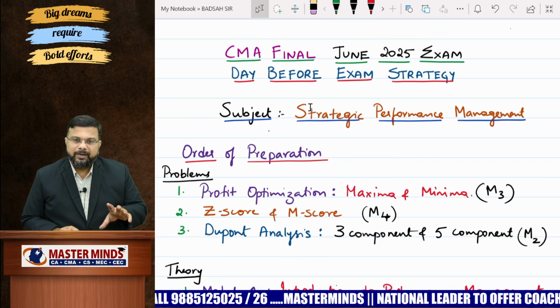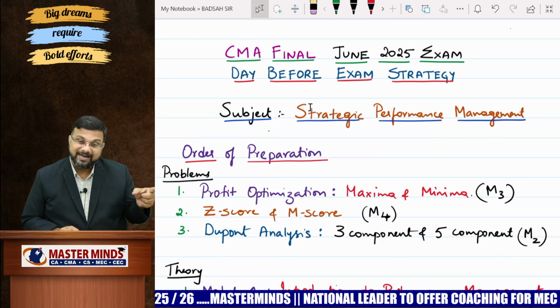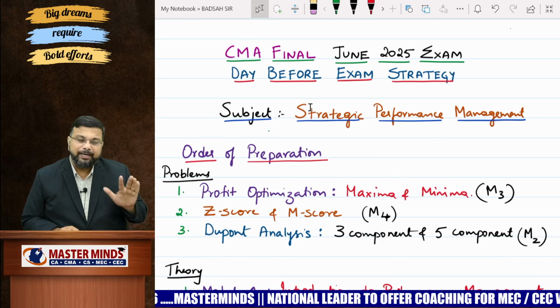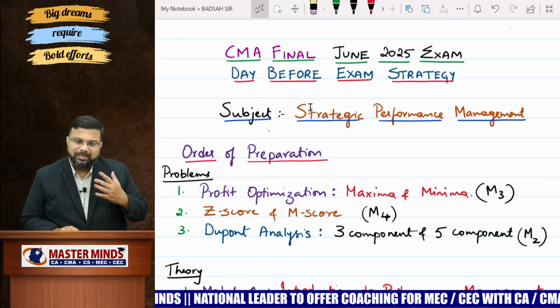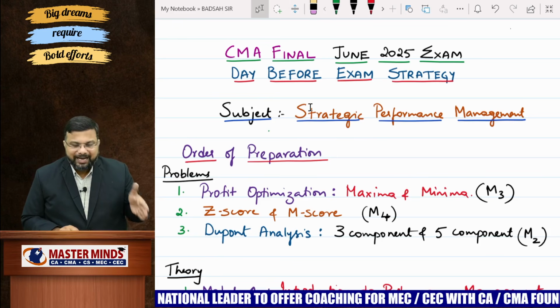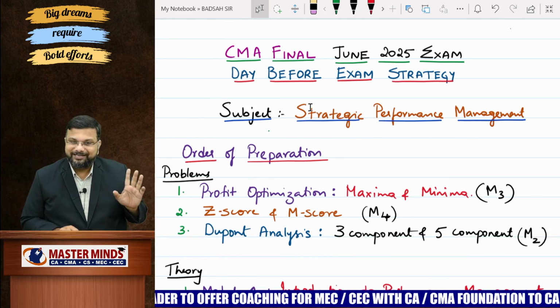First one is profit optimization, nothing but we're talking about maxima and minima, which is there in module 3 of the ICMA material. We have ample number of problems in our material. If you're thorough with all those problems, you can easily write any problem given in the examination. I'm talking about Masterminds material.